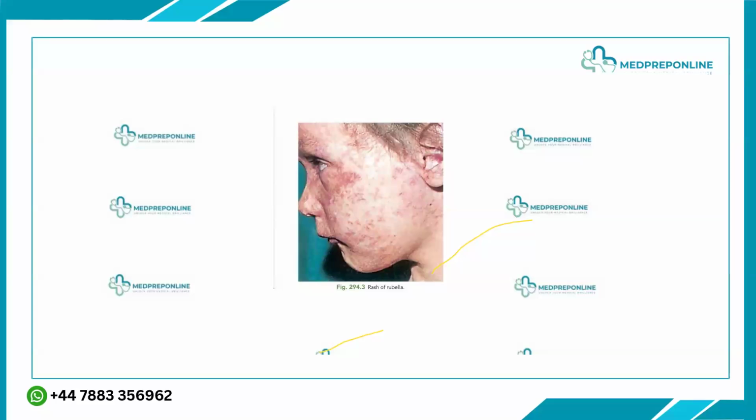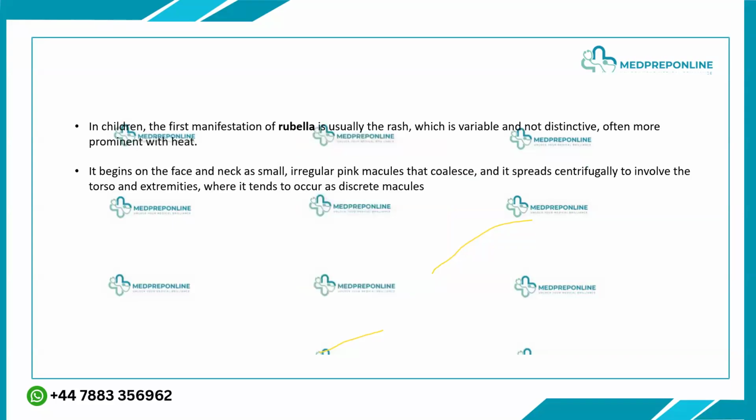Cough can persist. Now, what is this? This is a rash similar to measles. This is basically a rash of rubella. And you know that rubella is a disease which is very much similar to measles. And it's also called German measles.